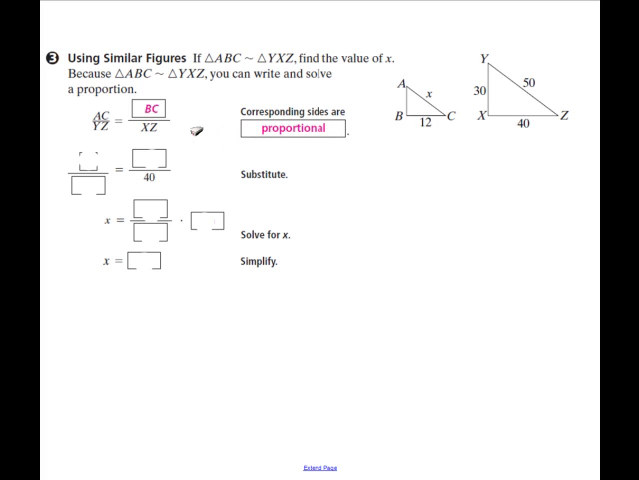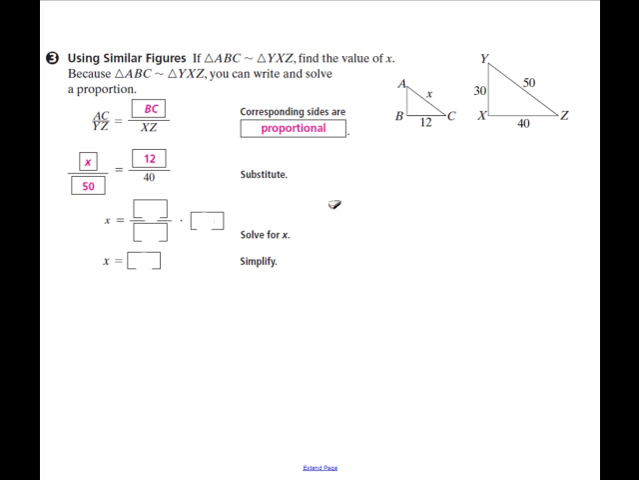We know that those are proportional, so the ratio between those two should be equal to the ratio between those two. And then we can plug in what we do know, right? We know that BC is 12, XZ is 40. We know that YZ is 50, and then AC, that's what we're looking for, so that'll be our X.